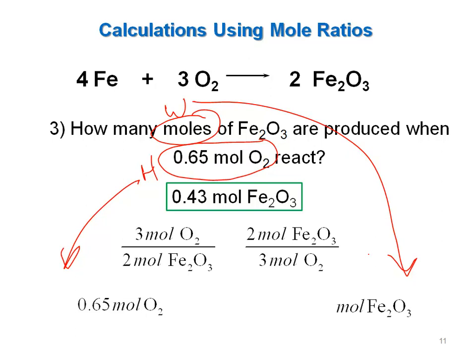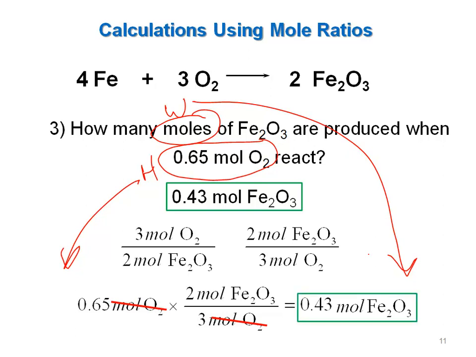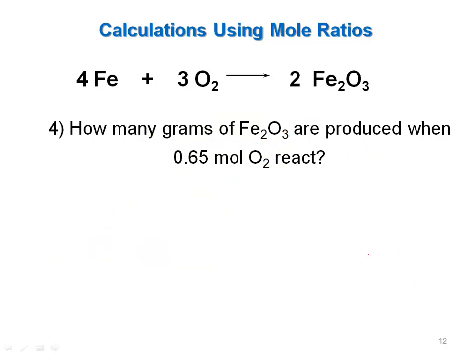There it is. And then plug in the conversion factor that works. If the units cancel, you're good to go. Yay, they do this time. I didn't make another mistake. It's good to go, and then multiply it out. So that's calculation using mole ratios.